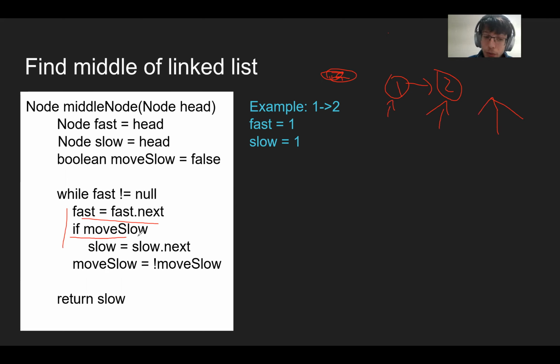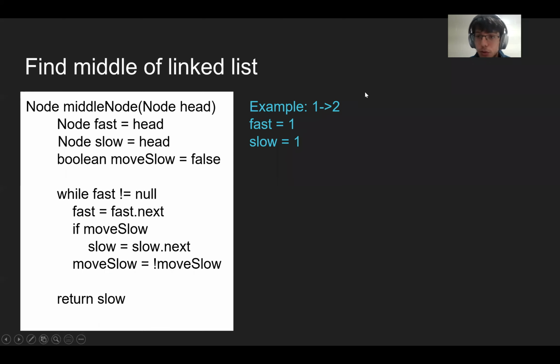So we check move slow. Well, originally it started as false, but in the very first check, we switched it to true. So now move slow is actually true here, so slow is slow next. So we actually move it over to 2, right? And then move slow is now not move slow, so the next time we wouldn't move it over. But the main thing is that now 2 is our middle.